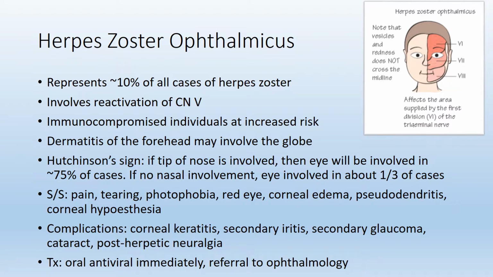The last cause of red eye that we're going to talk about today is herpes zoster ophthalmicus. This represents approximately 10% of all cases of herpes zoster and involves the reactivation of the zoster virus on cranial nerve number 5. It's more common in people who are immunocompromised, and Hutchinson's sign is something to consider when you are considering whether herpes zoster ophthalmicus may be an issue.